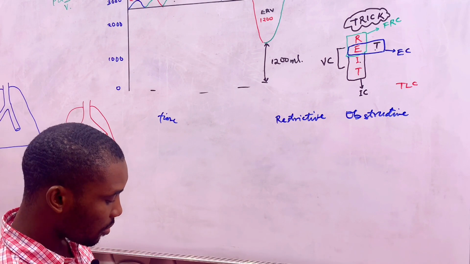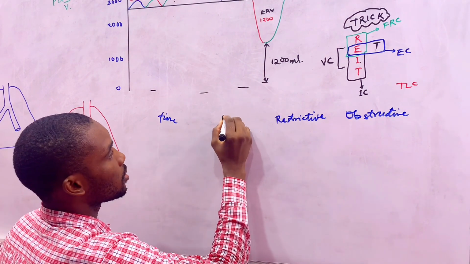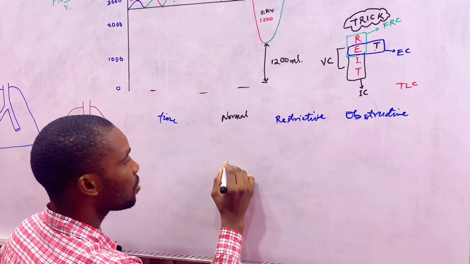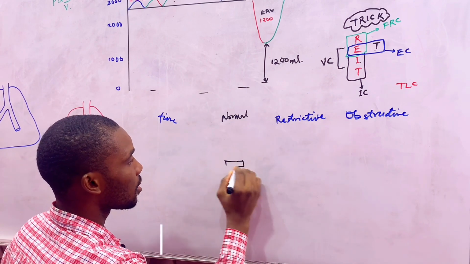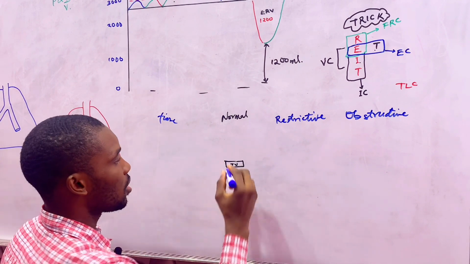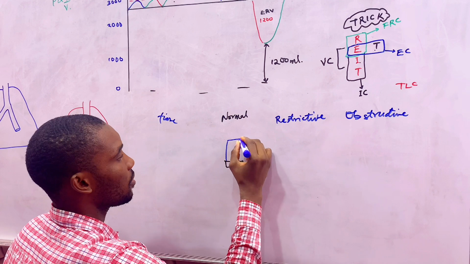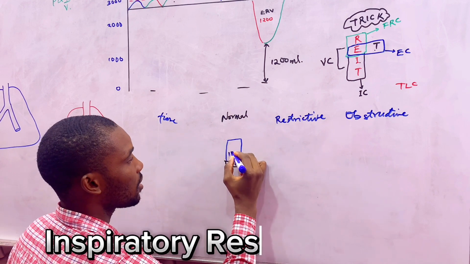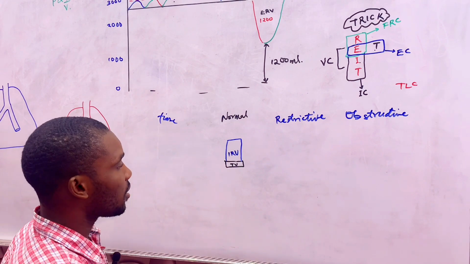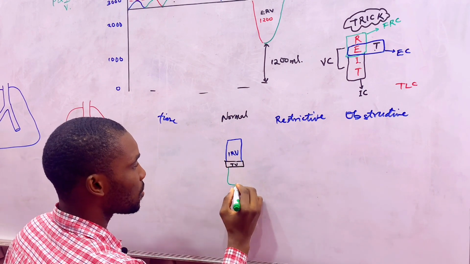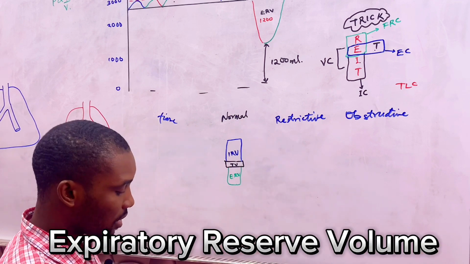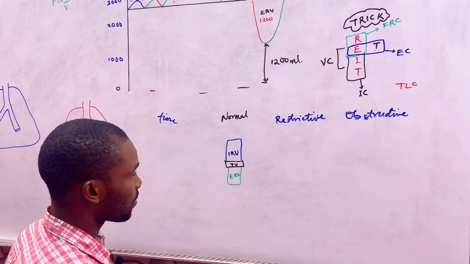So this is normal. And then for the normal, you breathe in your what? Tidal volume, and then you can now take in what? Inspiratory reserve volume. And remember, from your tidal volume, you can maximally breathe out what's expiratory reserve volume. And what is left in the lungs afterwards is what?